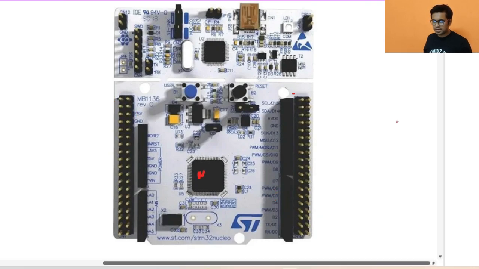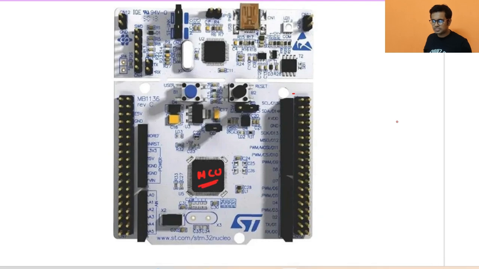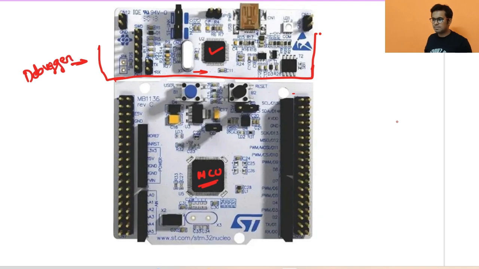So this is the main MCU, the main chip or IC or microcontroller which is controlling the entire circuit board. This section of the board is called the debugger. It also has a microcontroller that is supporting the debugger functionality, and this debugger will help us to debug this microcontroller after flashing it. And this is the main MCU.